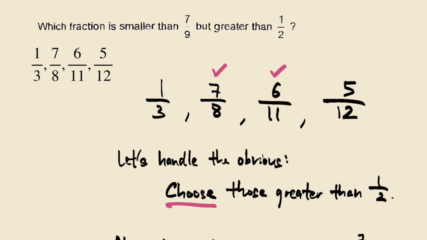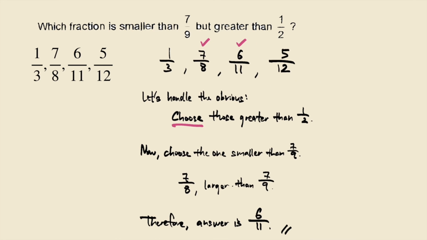Next, other rule is smaller than 7/9. Okay. So let's choose the one smaller than 7/9. Look at 7/8. Compared to 7/9, which has the same numerator, the denominator here is smaller. So 7/8 is actually larger than 7/9. We want smaller than 7/9 though. That leaves us with 6/11 as the answer.